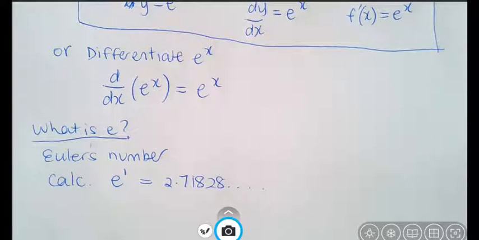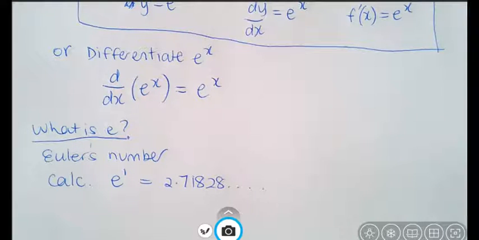It may be sitting in orange on top of another key. Is it sitting on top of the LN button? The reason it's sitting on top of the LN button is because LN means log to the base e, and e to the x are inverse functions. But we'll look at that next lesson, or the lesson after.